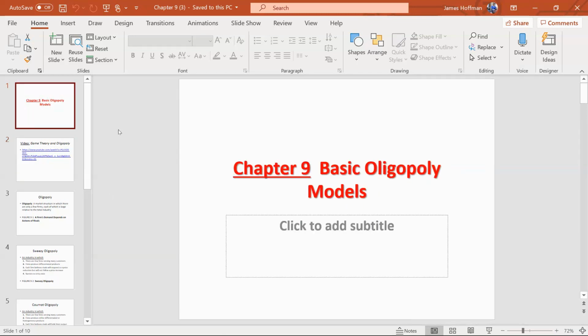Okay, so just to review, in the last few chapters, we're covering the four basic types of market structure that we're going to look at. We're going to spend the most time on this one, the oligopoly structure. And so let's just review where we're at. So we did the last three types.